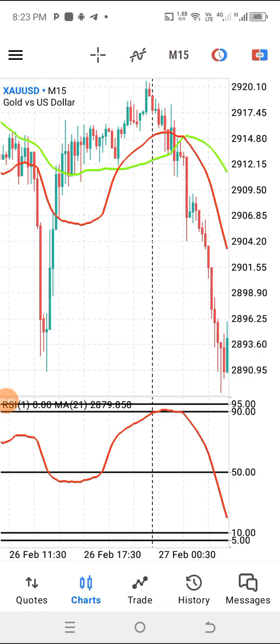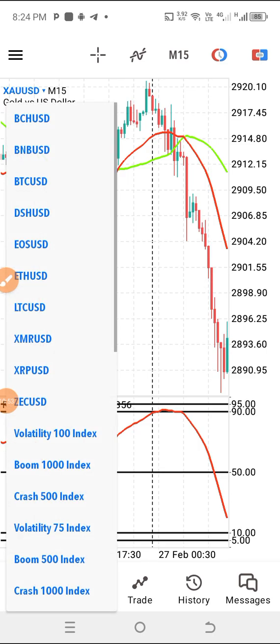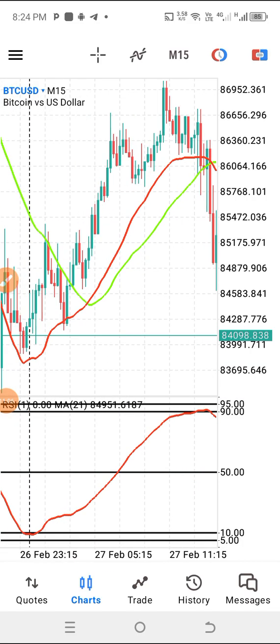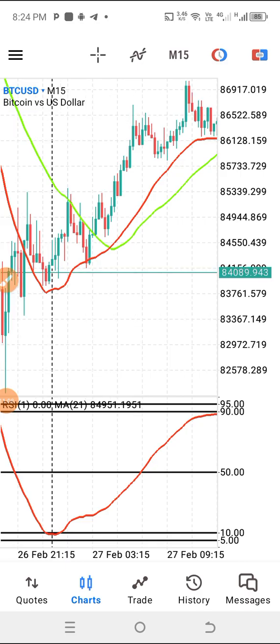So to tell you that this thing works on all currency pairs, let's check a particular pair on crypto. Let's check the euro crypto pair, Bitcoin. Now what do you notice on this Bitcoin? Right, let's do our analysis.